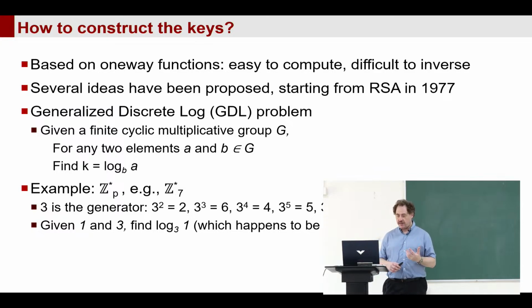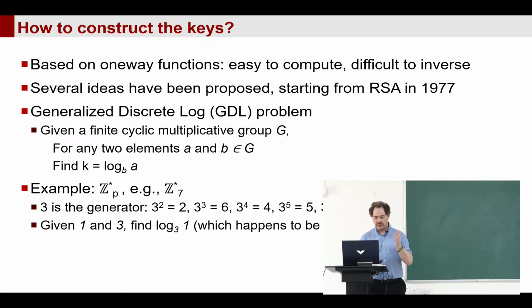Today, most of the ideas are based on the problem which is called the generalized discrete log problem. What's the problem? We are given a finite cyclic multiplicative group. I'll immediately give a realistic example. We could create a group of natural numbers, or remainders of division by a certain prime integer. So, for example, 7 or 11.